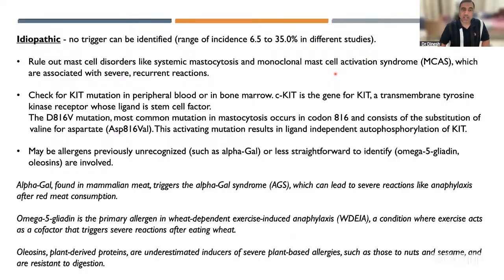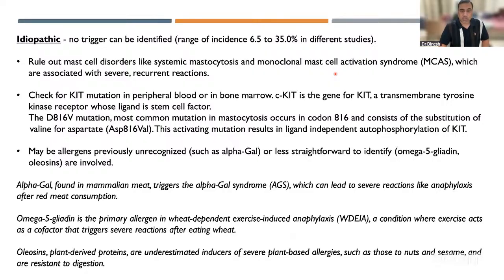In this, there is a change in the KIT gene, the c-KIT gene, which is responsible for the KIT ligand receptor on the mast cell. There is a mutation in this. It is usually seen as the D816V mutation, where the valine is replaced by aspartate, and this activating mutation results in ligand-independent autophosphorylation of the cell.